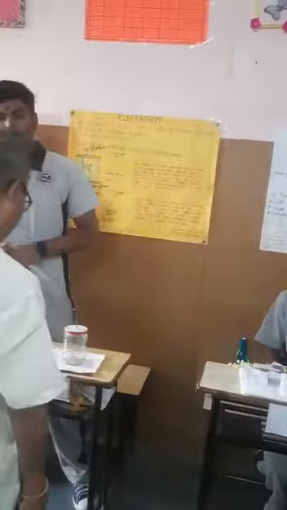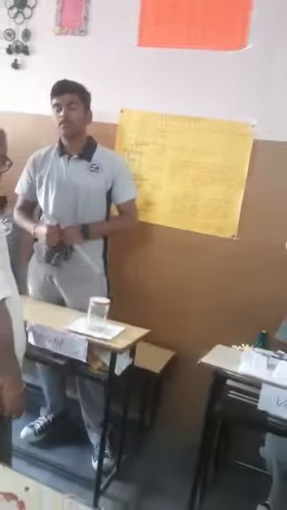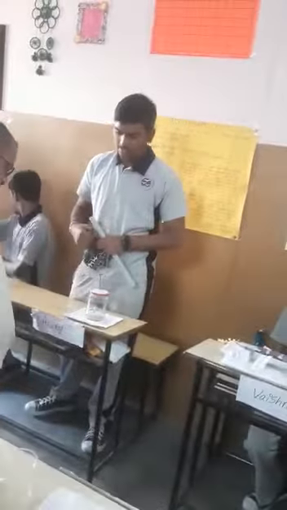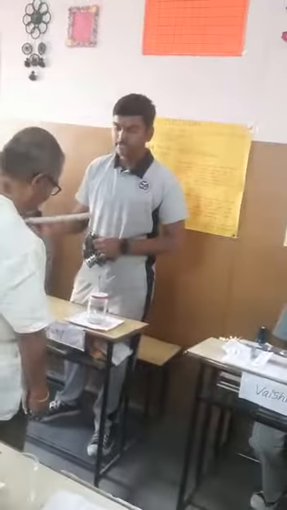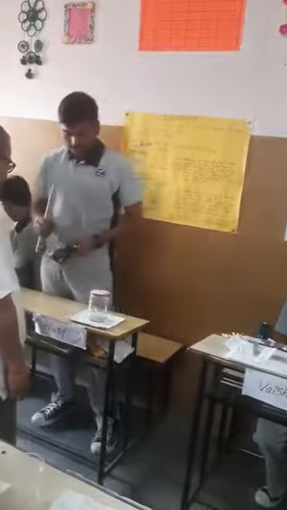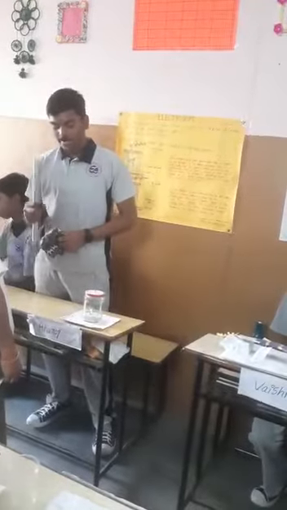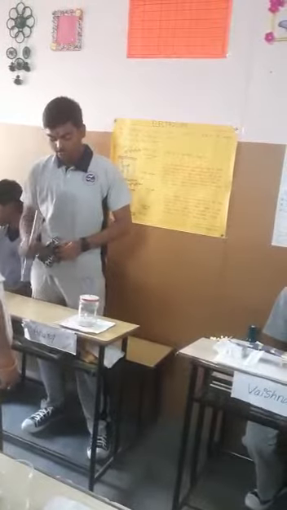The electroscope was invented by William Gilbert. He was a British physician, and he invented it in the year 1600. The first electroscope was the pivoted needle known as the versorium.